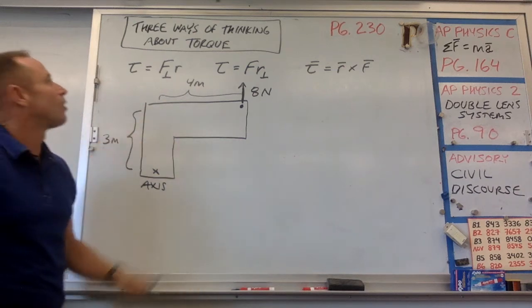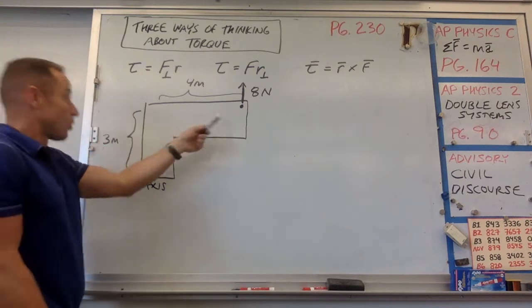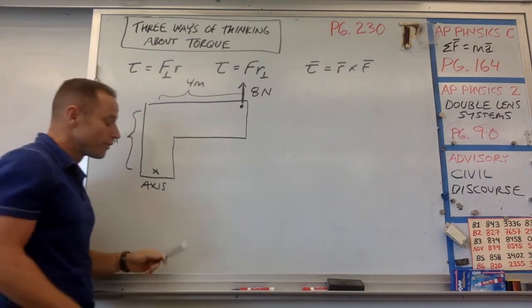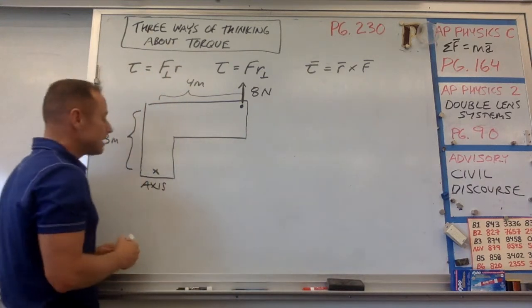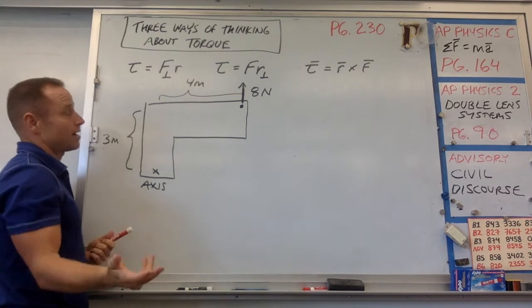And so what we're going to do is go one by one and figure out what the torque is provided by this 8 Newton force about that axis. Okay? So the first way of handling it, let's look at this one first. So this says torque is Fperp R.